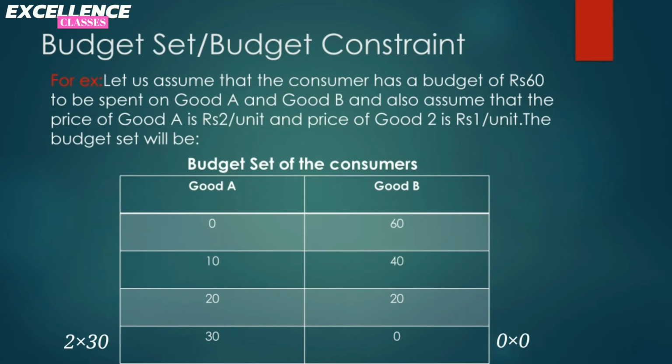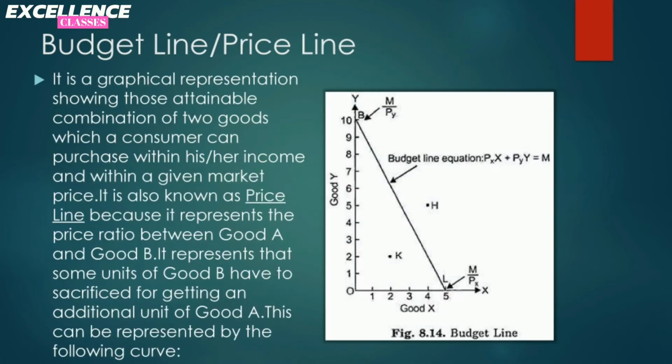So this was all about the budget set. Now the next topic is budget line or price line. Budget line is a graphical representation showing those attainable combinations of two goods which a consumer can purchase within his or her income at a given market price. It is also known as price line because it represents the price ratio between good A and good B. It represents that some units of good B have to be sacrificed for getting an additional unit of good A.